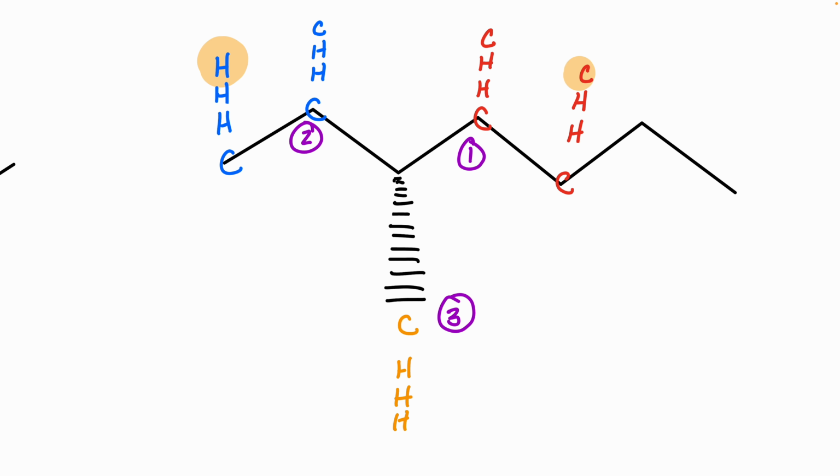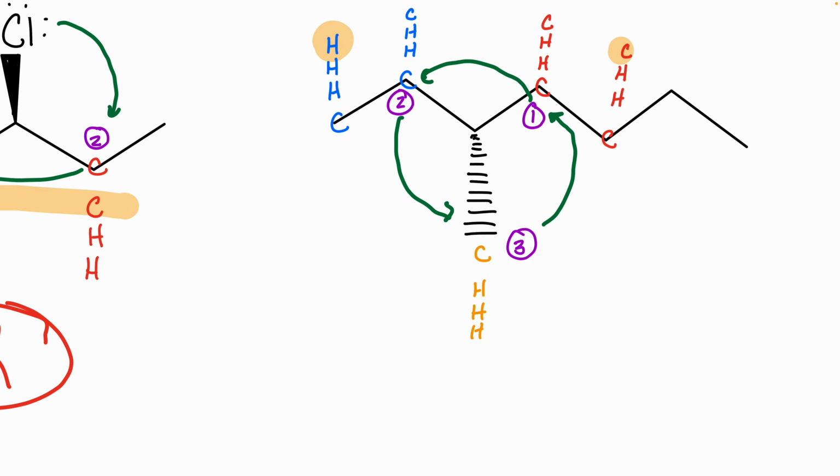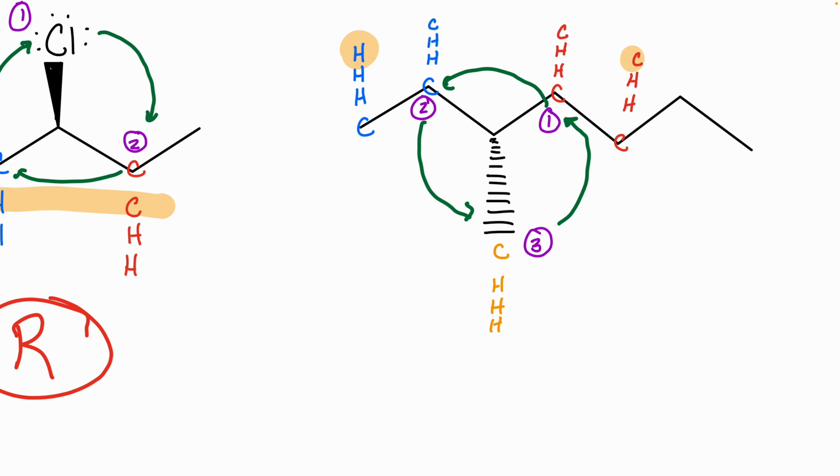So now we're going to go 1 to 2, 2 to 3, and 3 back to 1. And I'm going in the counterclockwise direction. However, my hydrogen is not pointing into the page, but pointing out of the page. So I have to swap my rules for my R and my S. Now counterclockwise will be that R stereoisomer.